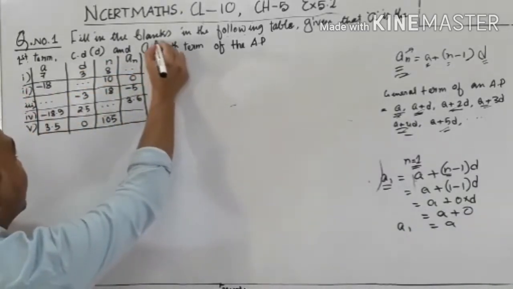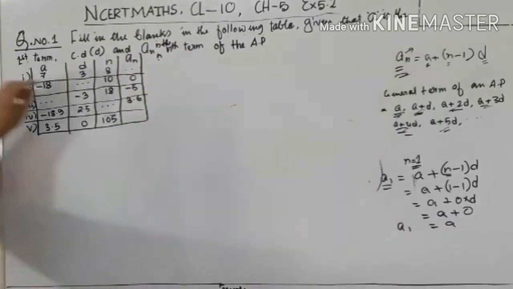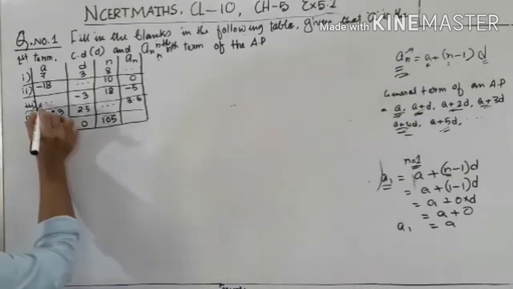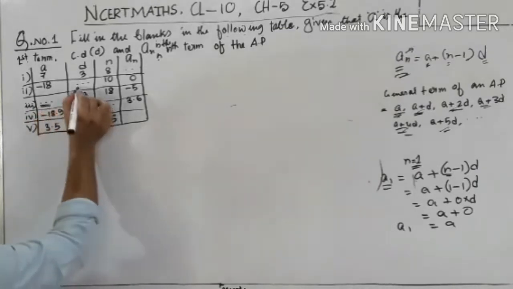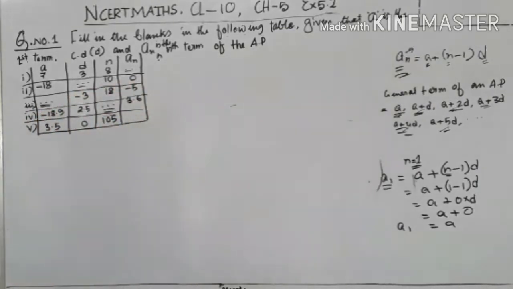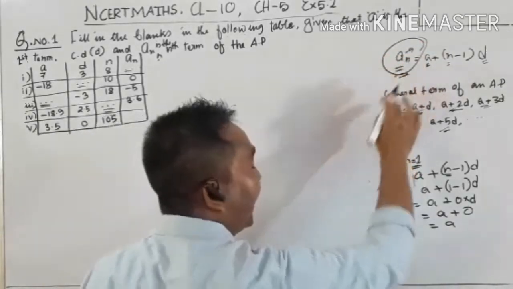an is the nth term of the AP. Now what we have to find out? We have to fill the blank spaces. So how can we find out? By using this formula. What formula is this? The nth term formula.